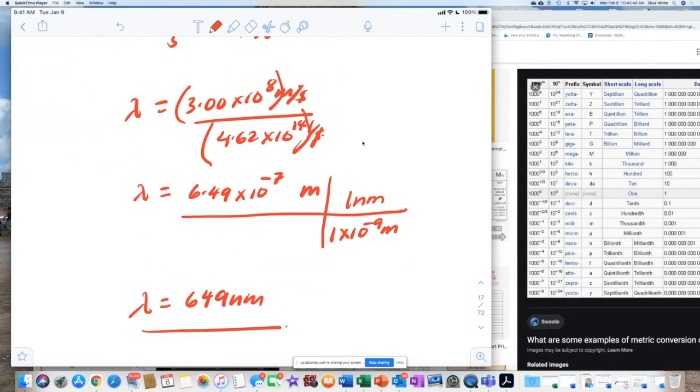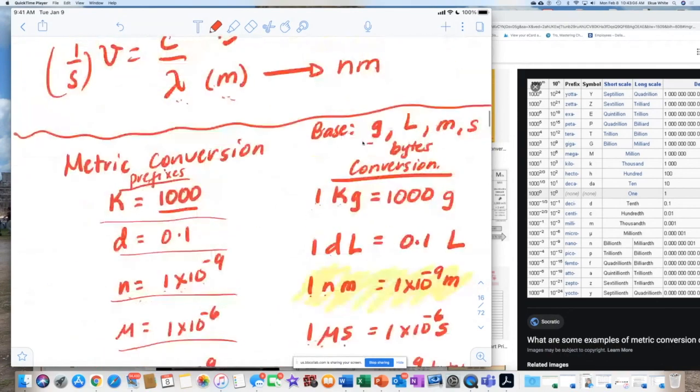So you see how this is a much better number to write versus writing a number that has 1, 2, 3, 4, 5, 6 zeros. If you include the zero before the decimal, 7 zeros. That one has a lot of room for error. This is a lot better. So when I do my math, that's the number I get.